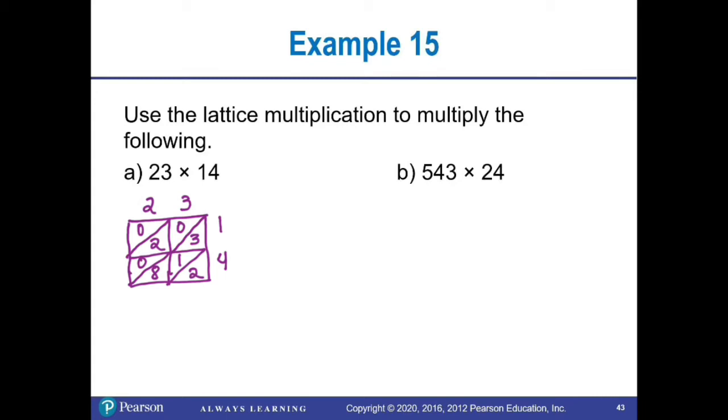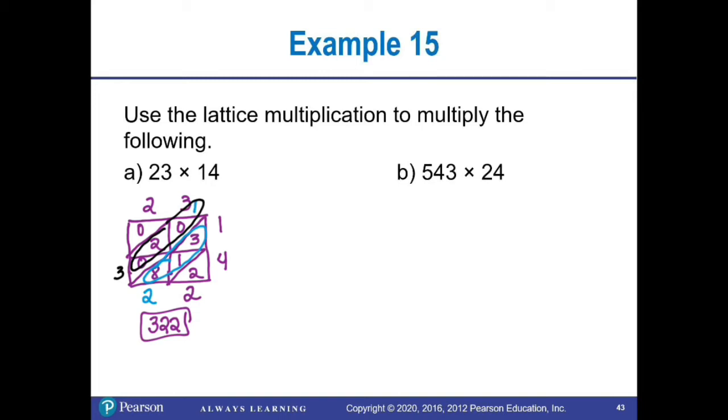Then I add along the diagonals. Well, my first diagonal is the 2. The next diagonal has 8, 1, and 3. 8 plus 1 plus 3 is 12, but I need to regroup, so I have an extra 1 in the next group. 2 plus 1 is 3, and then the last diagonal would be 0, and so we have 322.